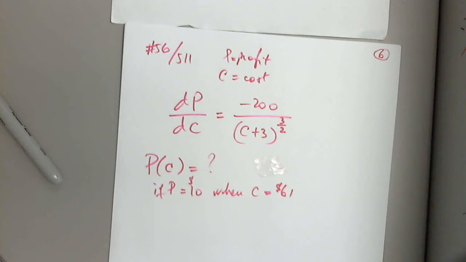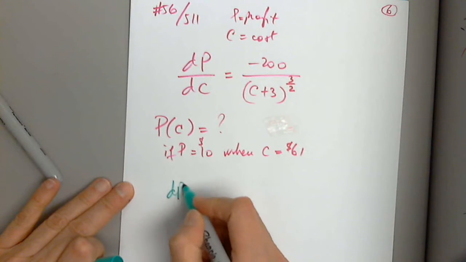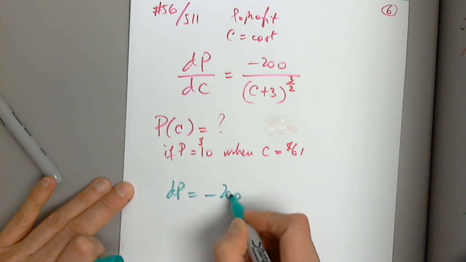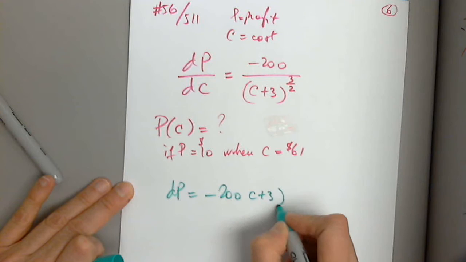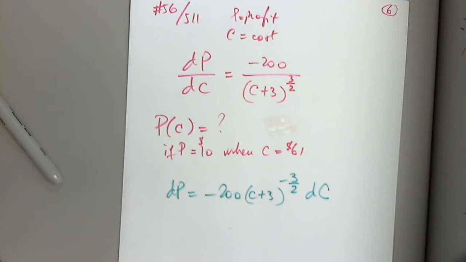I obviously have to separate the variables. And how do I do it? You can do it in steps. First, I will multiply both sides by dc. So dp equals negative 200 times (c plus 3) to negative 3/2 times dc. The reason I changed it is because it's easier to integrate.